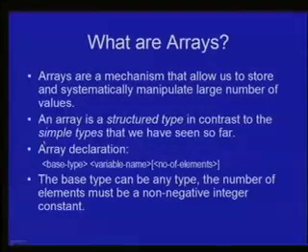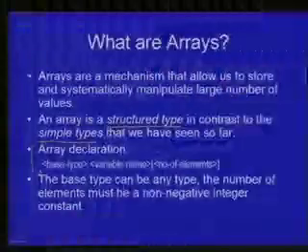So as we have seen, an array is essentially a mechanism that allows us to store and systematically manipulate a large number of values. An array is what is known as a structured type. In contrast to the simple types that we have seen so far, an array is composed of values of simpler types, and this is how we declare an array.